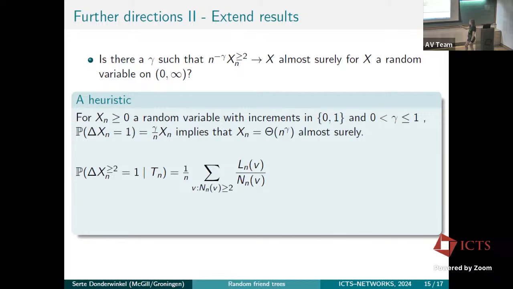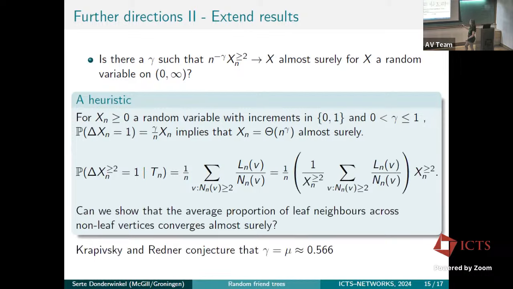What is the probability that the number of non-leaves increases? Well, that's if we attach to a leaf. So we need to first select a vertex that's not a leaf, and then we need to hop to one of its neighbors that is a leaf. So this is the exact form of the probability of the number of non-leaves increasing. So we kind of want to rewrite that in this form. We see that our gamma is going to be this monster.